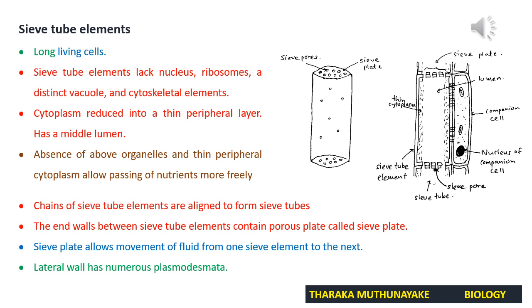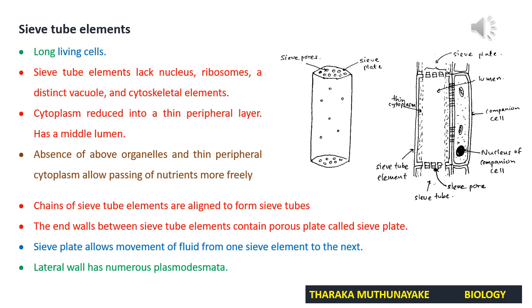Okay, then lateral walls have numerous plasmodesmata. You can observe in this diagram here, the plasmodesmata are mentioned. You can label those. Through those plasmodesmata, sieve tube element is connected to the companion cell. And also another thing should be memorized here. Every sieve tube element has a partner companion cell. It is indicated in this diagram.